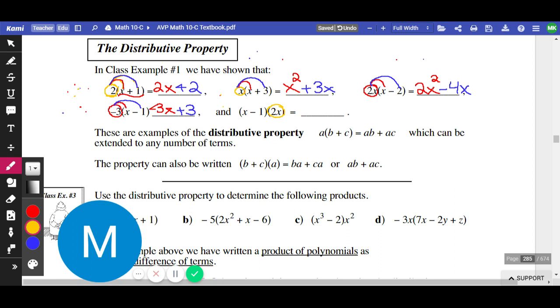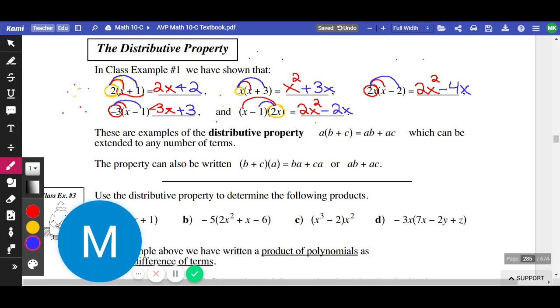We can distribute. We'll just do it backwards. So we're going to distribute this to the first term. 2x times x would become 2x squared. 2x times negative 1 would become negative 2x. Awesome. That's the distributive property.